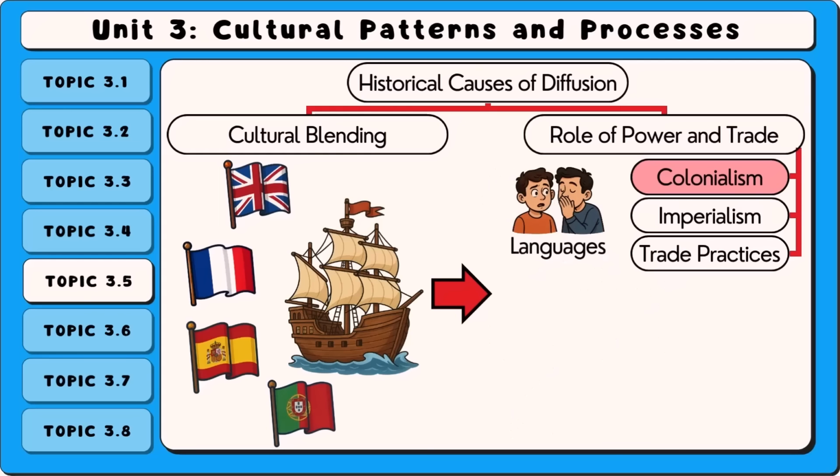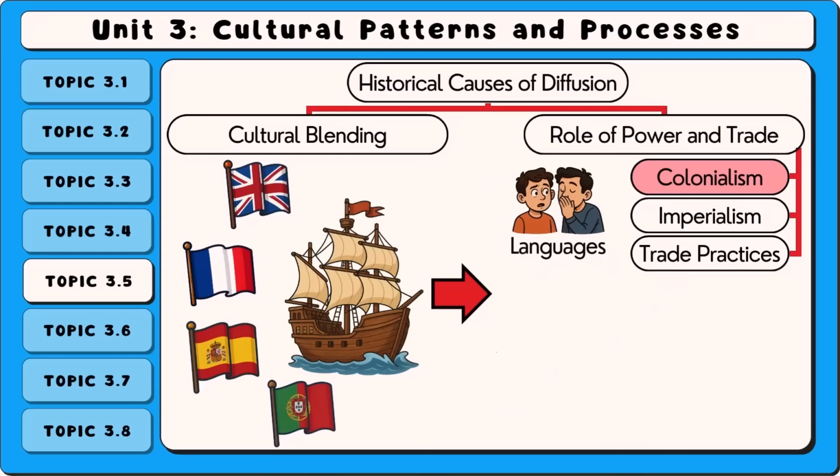They spread their languages, religions, laws, education systems, and cultural practices to the places they colonized. For example, English became the dominant language in India, Nigeria, and the Caribbean because of British colonial rule. Christianity also spread widely in colonized regions due to missionary activity. In many places, colonialism changed cultural landscapes permanently. Imperialism is the broader practice of extending power over other areas, not always through settlement. Imperial powers may control a region through military, political, or economic means.